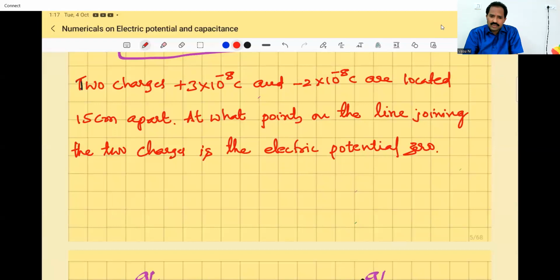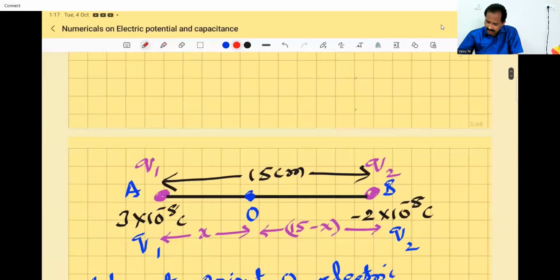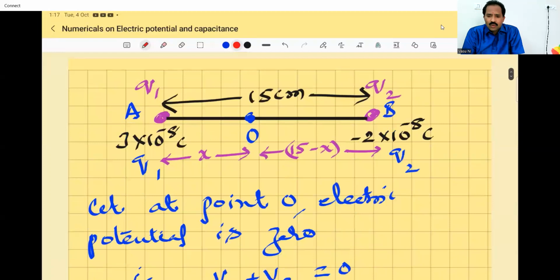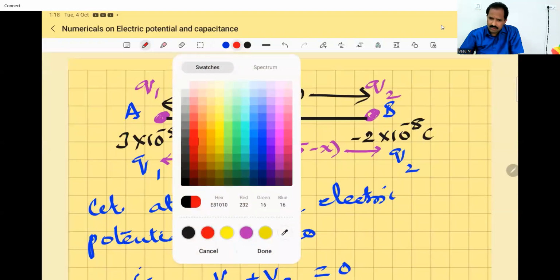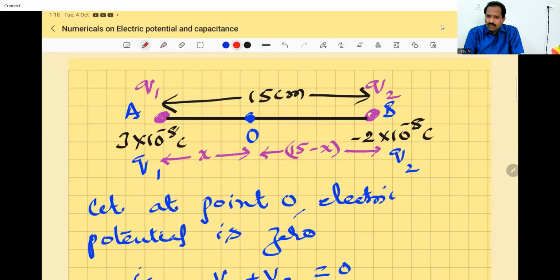Now the two charges, take for example, look at this. Here the two charges are given. One is Q1, another one is Q2. The point charge Q1, 3 into 10 power minus 8 coulomb, is placed at A. Another charge is given, minus 2 into 10 power minus 8 coulomb, placed at B. It is given that they are separated by a distance of 15 centimeter. Observe carefully. Now you are supposed to find out where actually the potential becomes 0.